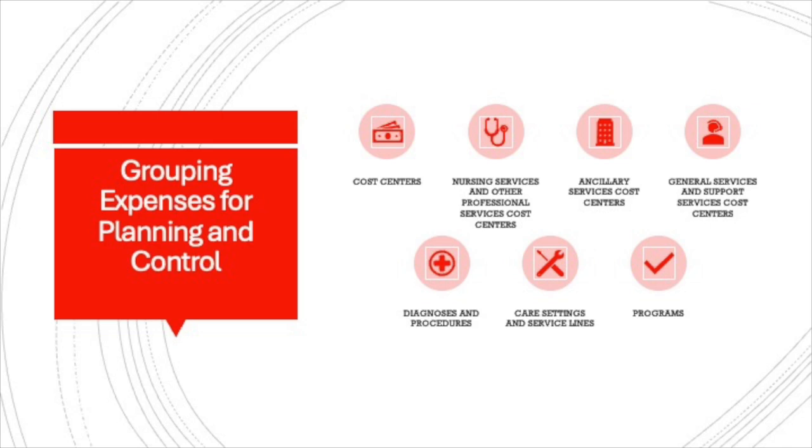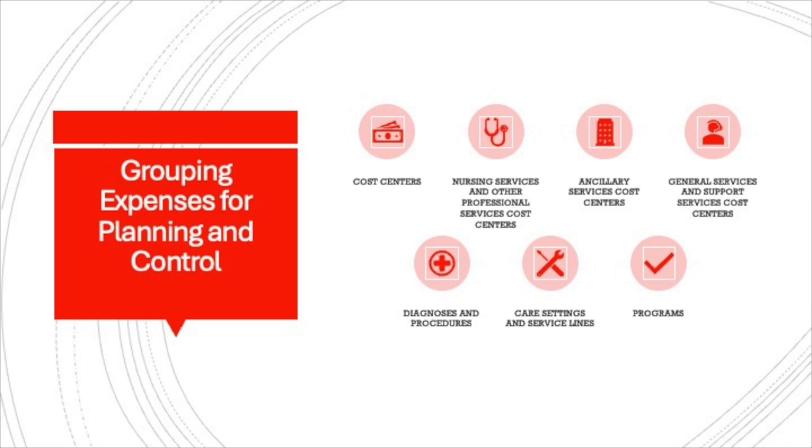Cost centers can be further grouped into categories such as nursing services, ancillary services, general services, and support services. This allows for a hierarchical view of expenses, enabling senior management to monitor performance at a high level while still being able to drill down into specific areas as needed.